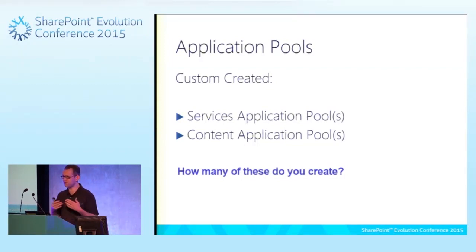If you've got very strict security requirements, then it could be possible that you have to, and then you have to find a solution to this. But as a general rule, well, I always instantiate just one services application pool and one content application pool. Many people like to create one extra for search. I don't do that, but you could do that.